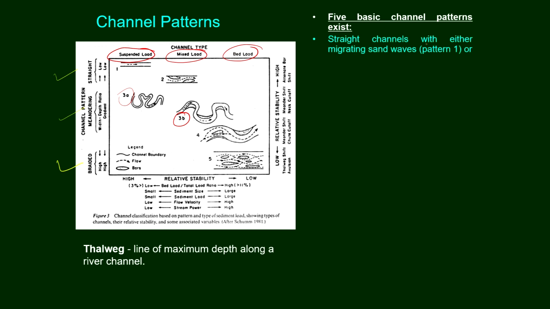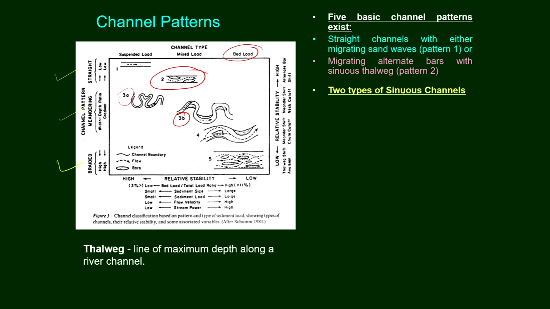If you take straight channels with migrating sand waves, that is pattern 1, here. The second one is pattern 2, where you have migrating alternate bars with sinuous thalweg, so it will show some sort of sinuosity within the straight pattern. Then two types of sinuous channels are shown here. This is 3A, where the channel is a highly sinuous channel with equal width.